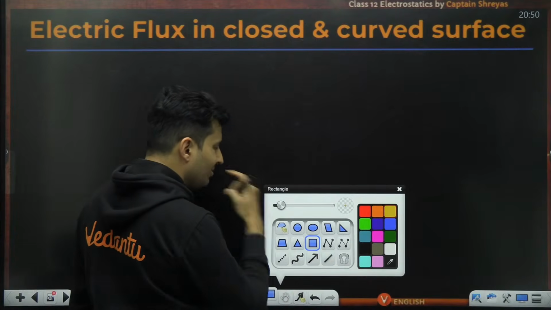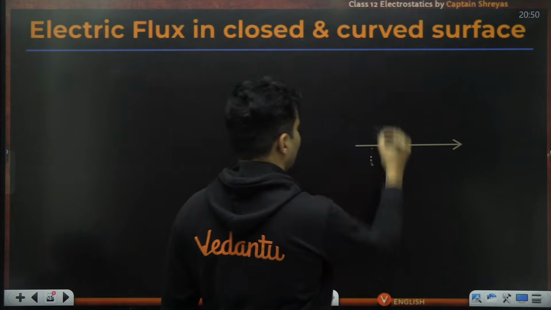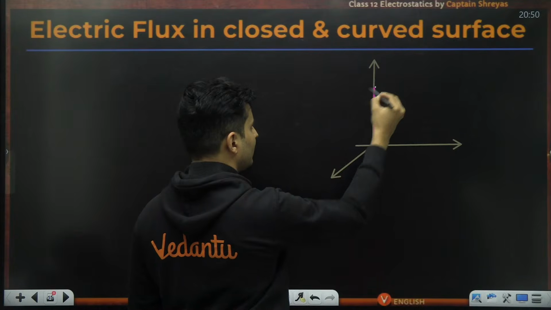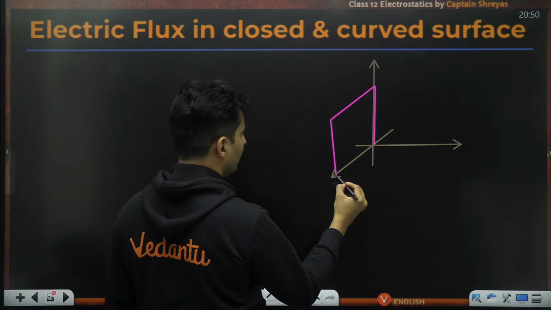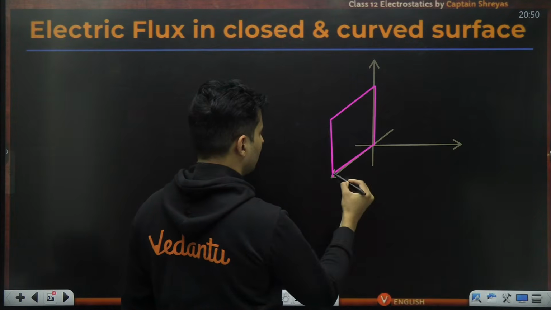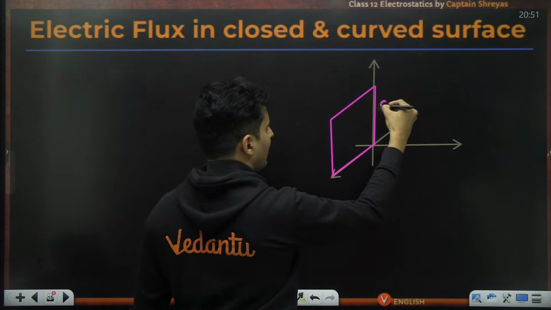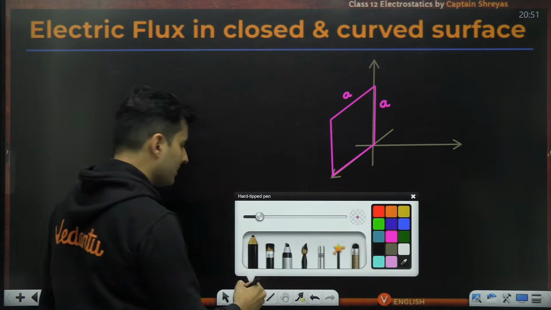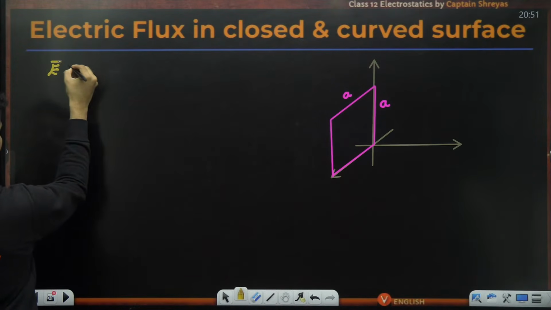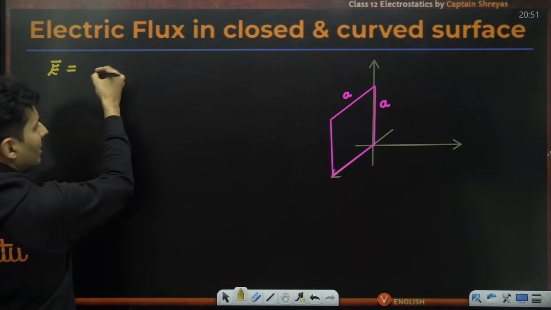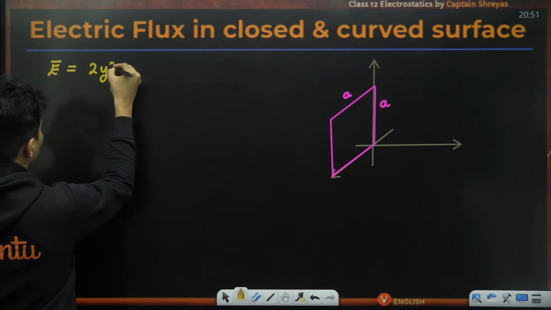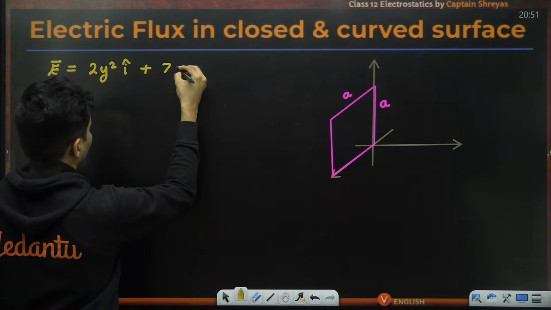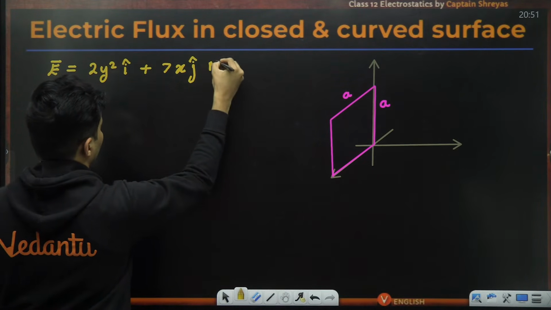So there could be maybe a question something like this where you might have some x-axis, some y-axis, and some z-axis, and maybe there is some surface like this over here, maybe this is having a side length of A, this is also having a side length of A, and it is given to you that the electric field is maybe something like this: 2y square i cap plus 7x j cap Newton per coulomb.